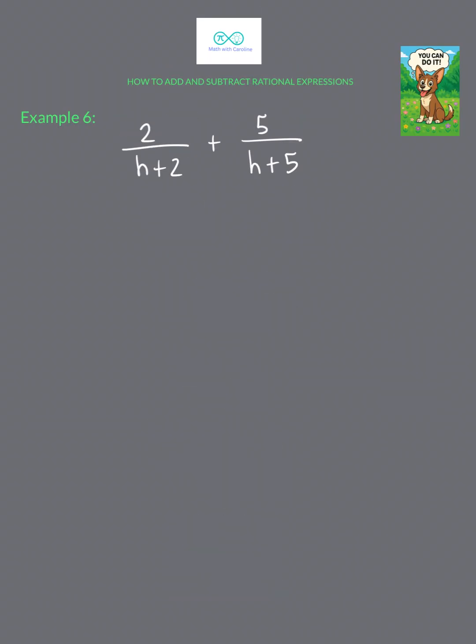Here's our next example. So since we have h plus 2 here and h plus 5 here, and neither one of these are quadratic, we can't factor anything further. So in order to get a common denominator, we'll have to multiply our left fraction by the other denominator, which is h plus 5. So I'm going to go ahead and put parentheses around that h plus 2. And then we need to multiply the fraction on the right by h plus 2. And then you can see that you're going to have a common denominator of h plus 5 times h plus 2 on both of your fractions.